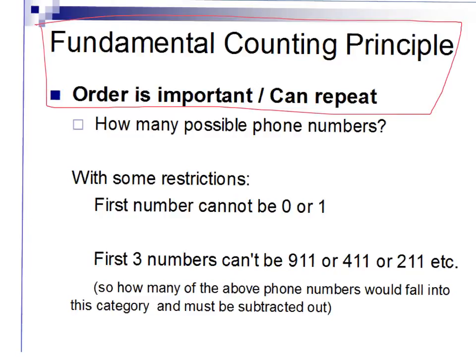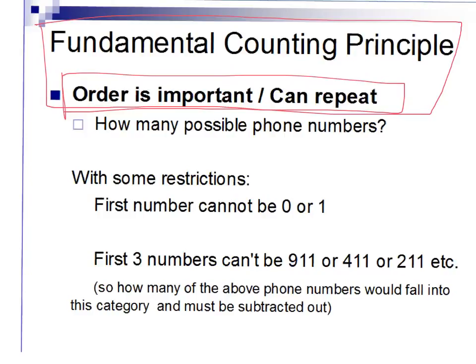For instance, if you look at phone numbers, the order that you pick the numbers for your phone number is important, because if you switch 2 numbers around, all of a sudden it's someone else's phone number. So the order that you list those numbers is important. You're also allowed to repeat. You can use 2 4s in your phone number. That doesn't matter. So that's why we're going to use the fundamental counting principle. This right here will change as we try different methods.